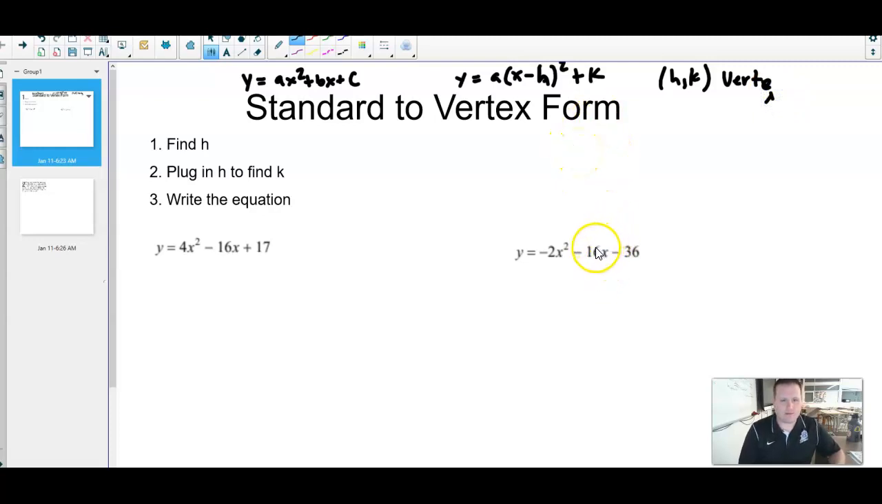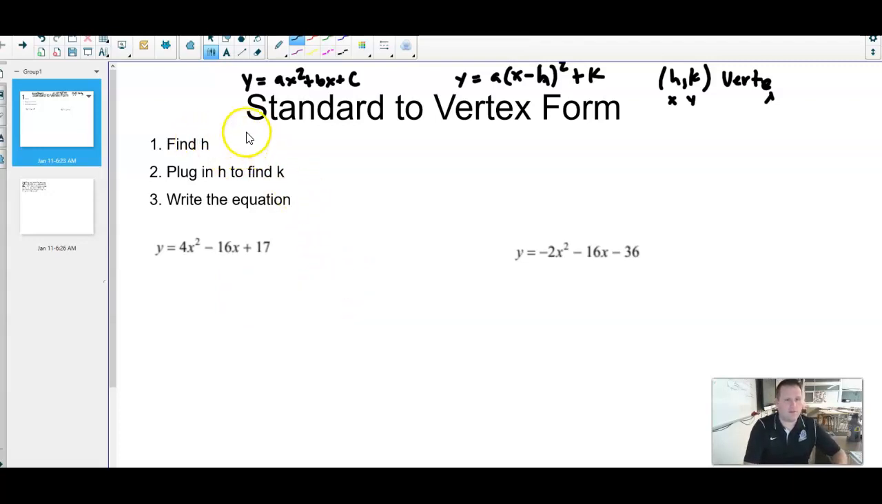So let's get right into this. There's really three things that you need to be able to do. We first need to find h, which is the x part of my vertex. Remember this is an xy value, but we call it h and k because it's representing that vertex. And then after that, we need to use h, plug that in to find k. And then once we've done that, we'll write our equation at the very end.